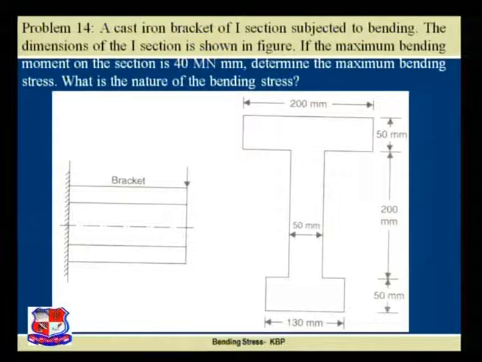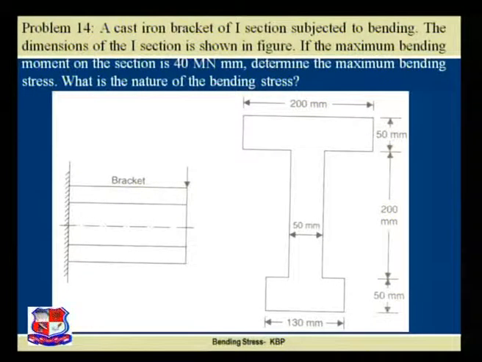M, which is known to us, which is given to us. I, indirectly given to us by giving a section, means I have to find out the value of I. F, which is unknown, that I have to find out, and Y, which is indirectly given to us by giving a section. So the two parameters which are given indirectly, we have to first find out directly by using the basic concept of CG.